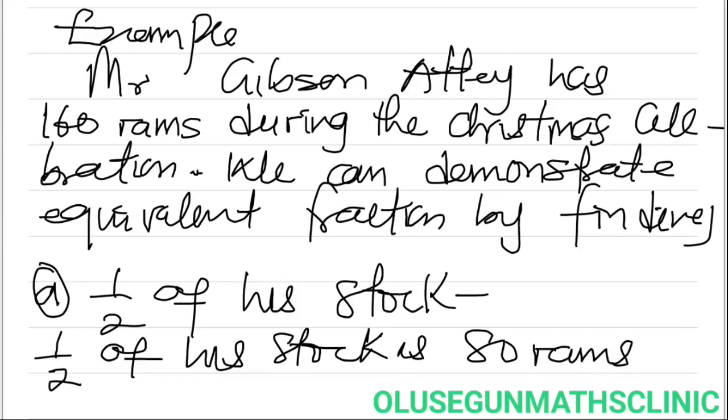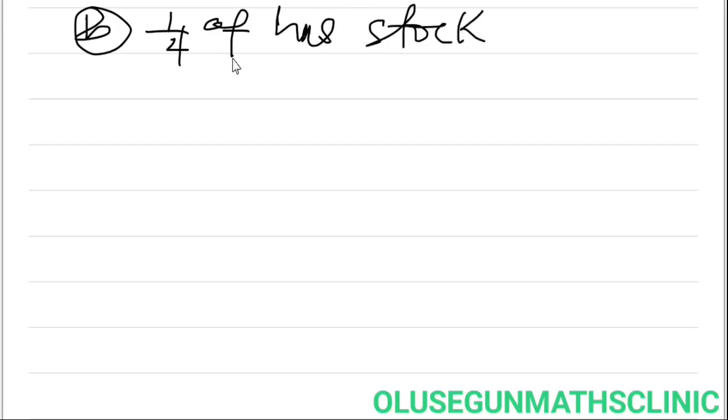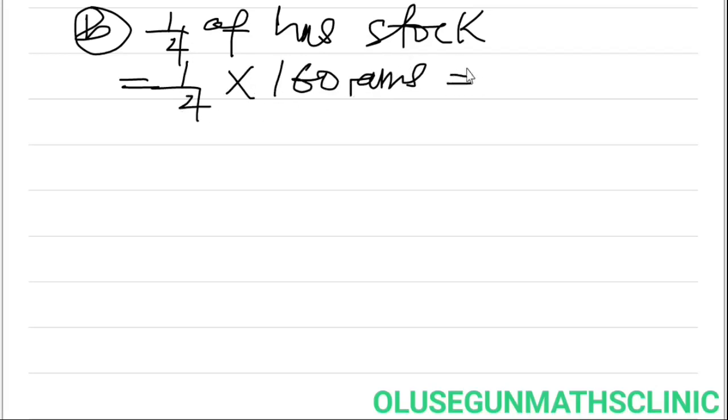In another example, let's say example B, we are to find 1 over 4 of his stock, which will be 1 over 4 times 160. So by the time you divide by 4, we have 40 rand. Let's have another example.